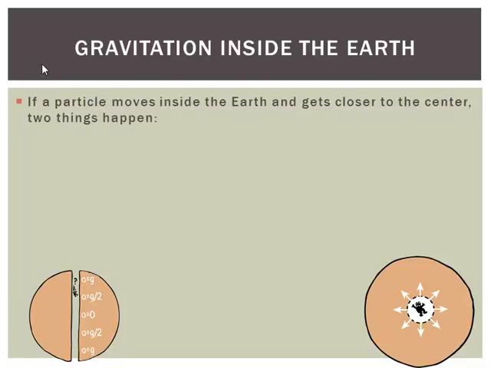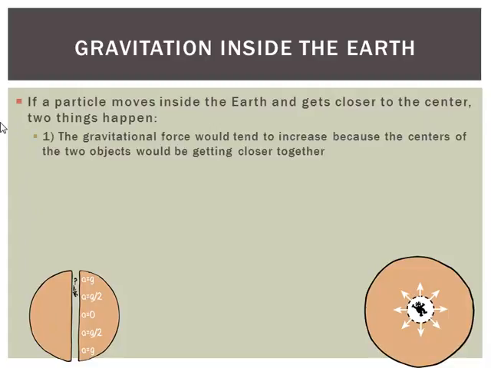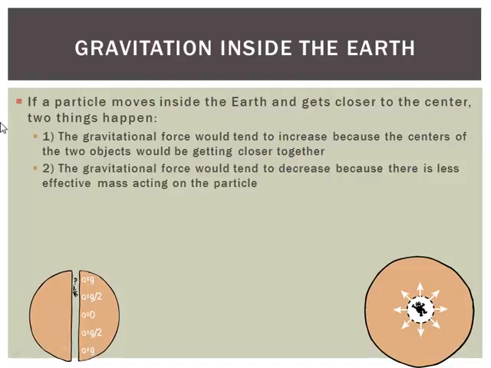But what happens if a particle is inside the Earth and gets closer and closer to the center? So two things happen. Number one, the gravitational force would tend to increase because the centers of the two objects would be getting closer together. The other thing that could happen is the gravitational force would tend to decrease because there is less effective mass acting on the particle. So you can see in this picture, as this person gets closer to the center, there's less of the Earth to act on them.